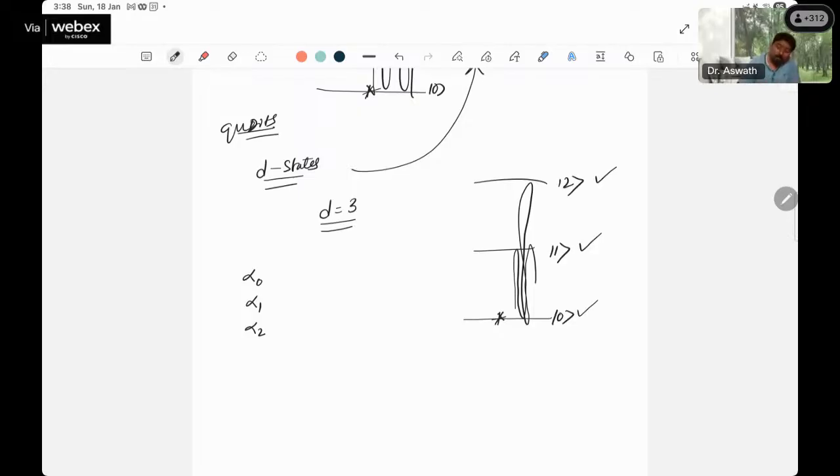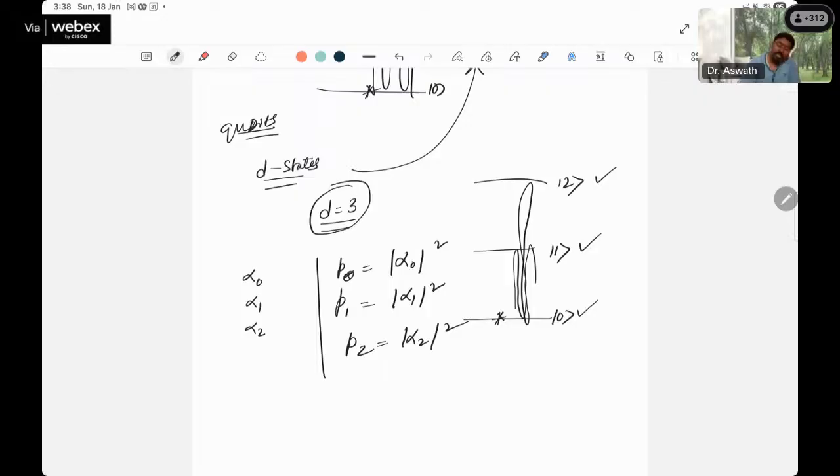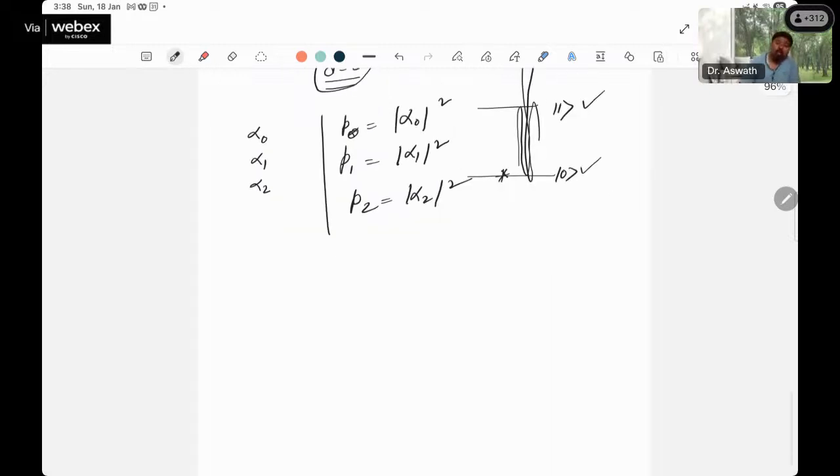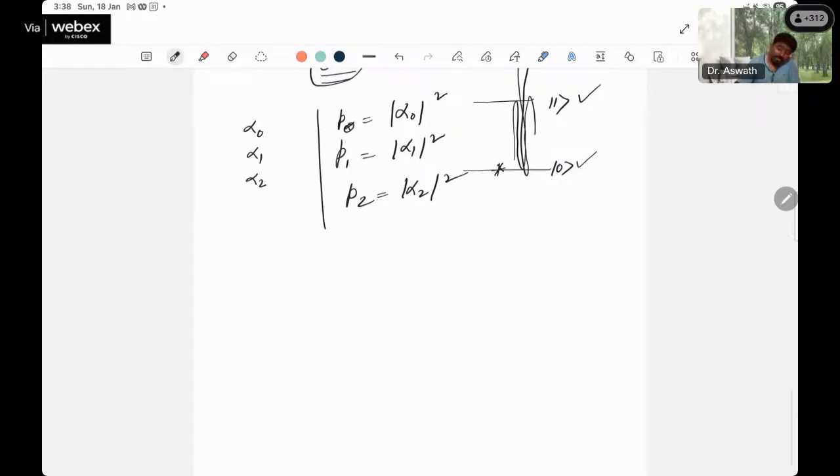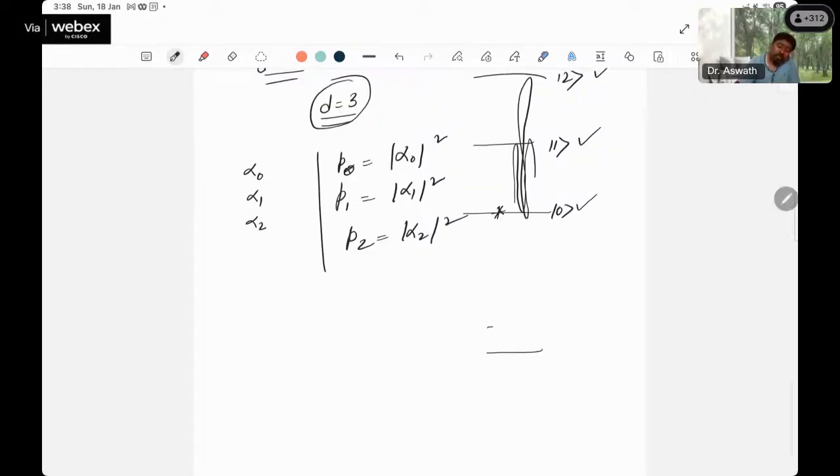So what is the exact probability? p0 is the absolute square of alpha 0, p1 is the absolute square of alpha 1, and p2 is the absolute square of alpha 2. Whenever I say a system with d equal to 3 states, it is called a qutrit. I can go to a ququart, 4 states: apart from 0, 1, 2, I can have 3.